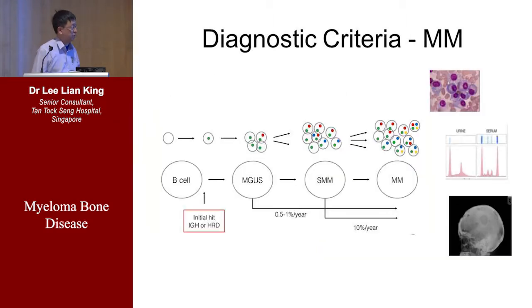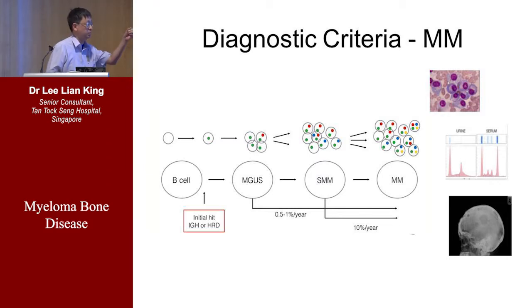Now I'll come back to this picture. Traditionally, I showed this picture earlier on. In a lot of senior citizens, they may have a small clone of abnormal plasma cells producing abnormal antibodies, and eventually they develop into different stages and become multiple myeloma.